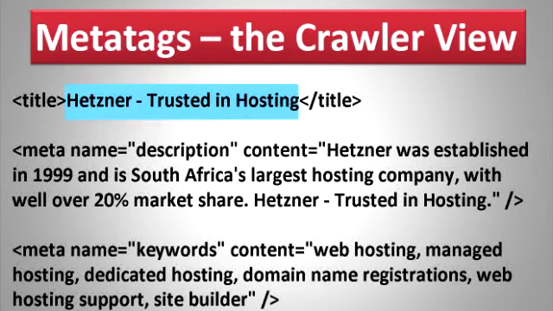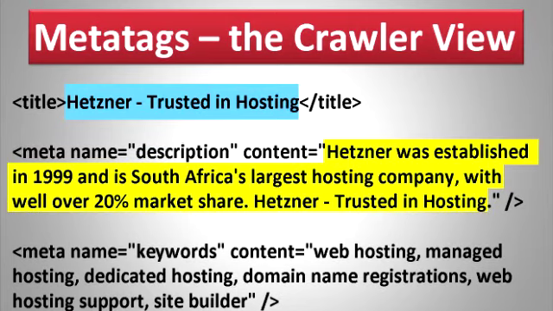Then highlighted in blue is the content of the title tag. In this case, it says Hetzner, trusted in hosting. So that is the text that somebody has put in on that web page, and the crawler will read it like this. So the word title in brackets on both sides tells the crawler that this is the title tag, and exactly what it says there will appear at the top of the screen when that page is being viewed.